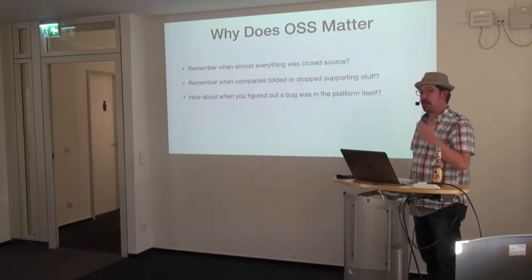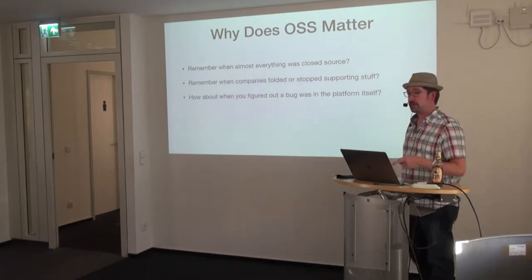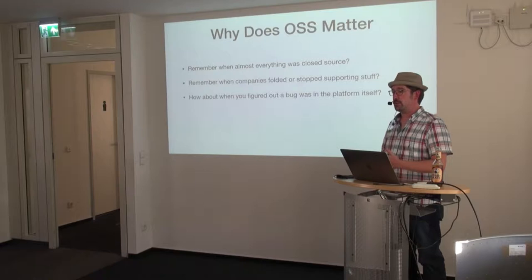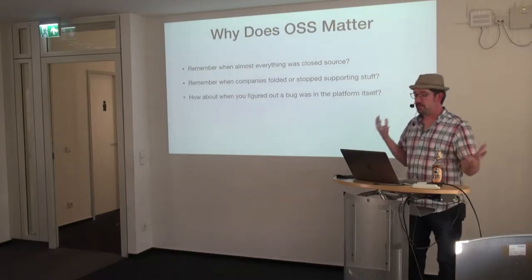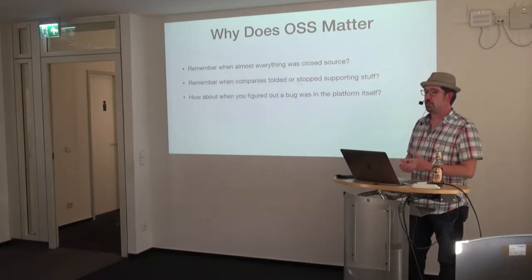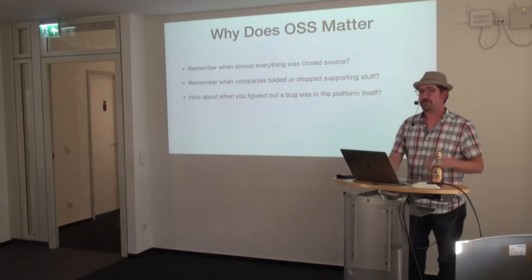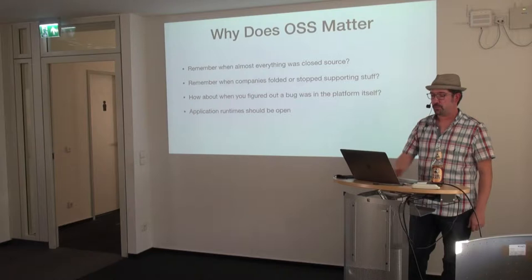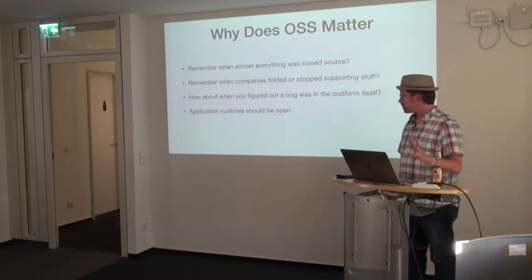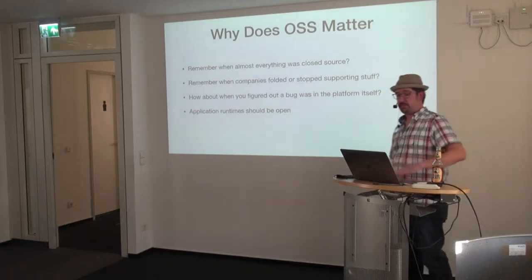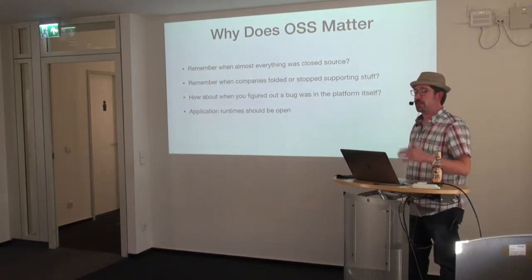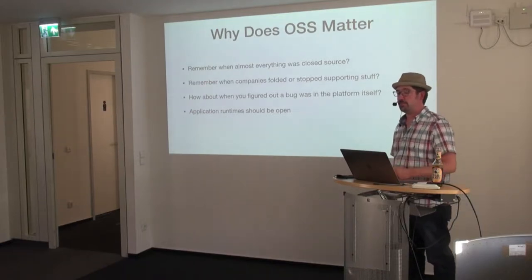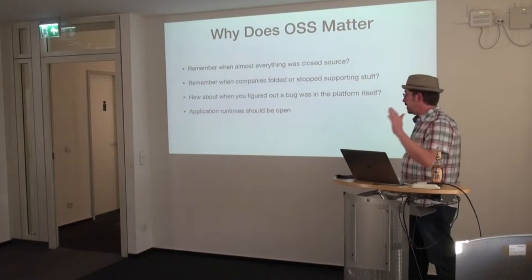Or how about when you were debugging something and it turned out it wasn't your fault? Well, you're stuck. You have to work around it in some way. All of these things have been contributing over the years, pushing people towards doing more open source. And finally, it started to get into Java world, and we actually started to get the open source that we wanted. So I have a strong opinion, at least up to the level of application runtime, like your JVM or your .NET runtime, that should all be open source.